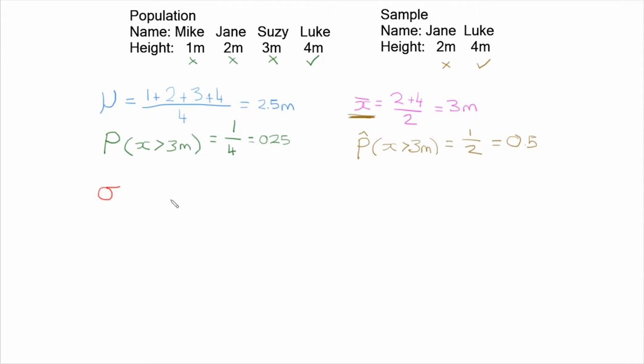This symbol here is the population standard deviation. It's called sigma. It's got a special name. Now, we'll go over what sigma is later in much more detail, but it's a relatively complex thing in statistics. So sigma is basically what the range of values are in your population compared to the average.